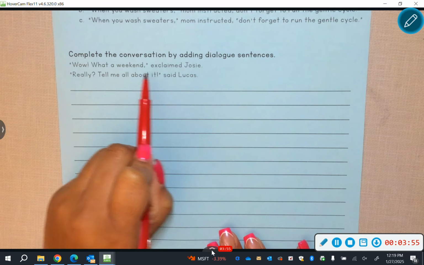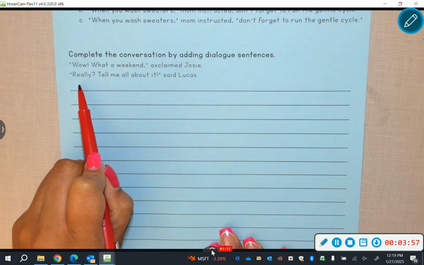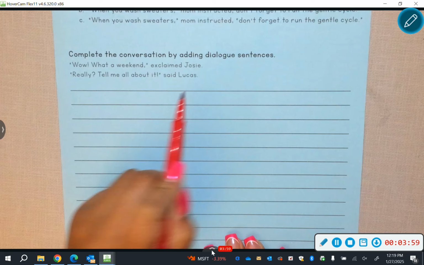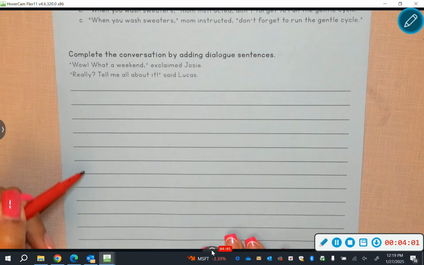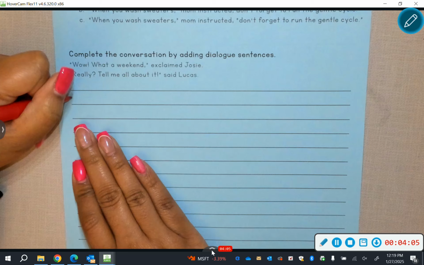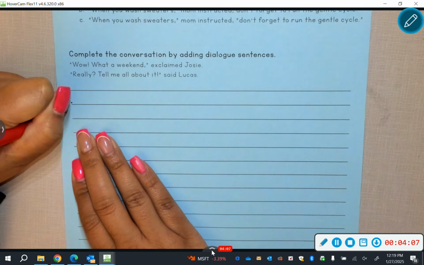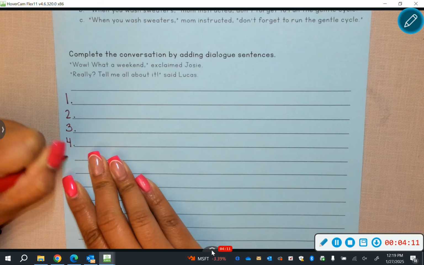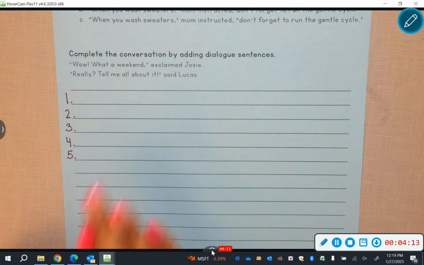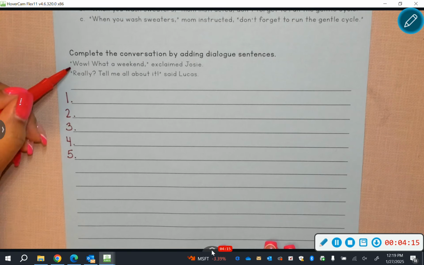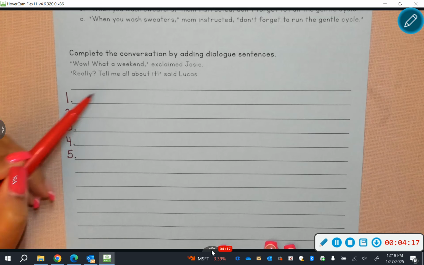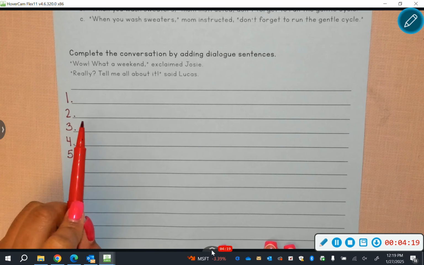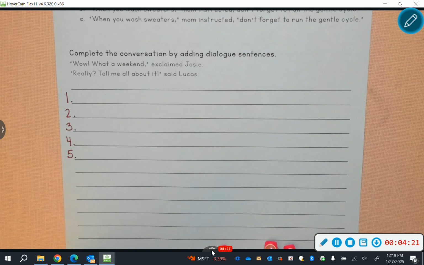"Wow, what a weekend," exclaimed Josie. "Really? Tell me about it," said Lucas. And then you can continue the conversation using sentences. I want you to add maybe 5. Let's do 5 lines of dialogue. So continue this conversation. What do you think Josie said next? How did Lucas reply? So on and so forth.